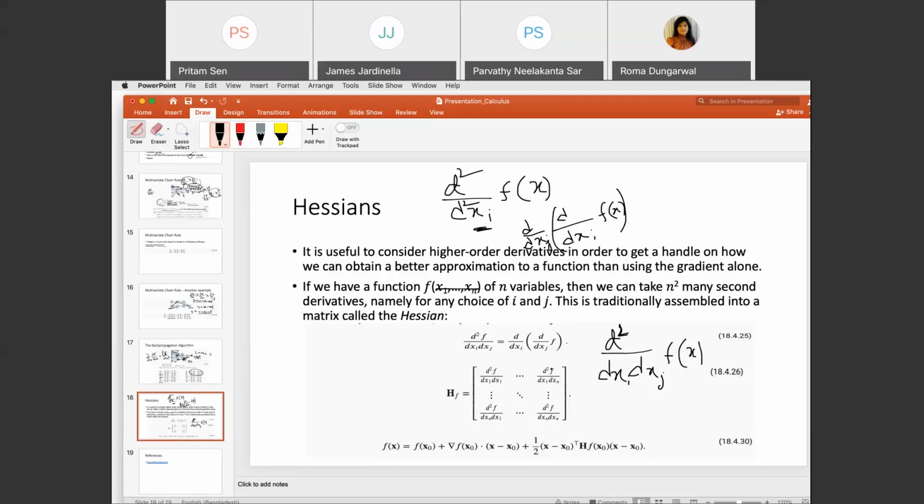So if we calculate all the results, all the pairs from x1 to xn, we can show them in a matrix. In that case, we call this matrix a Hessian. It is sometimes needed in deep learning algorithms. There is actually a library to calculate the Hessian matrix for a given function.